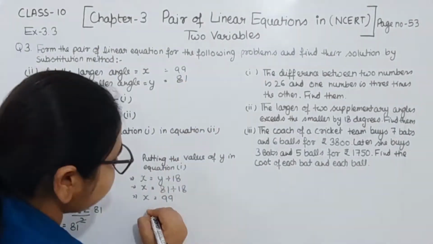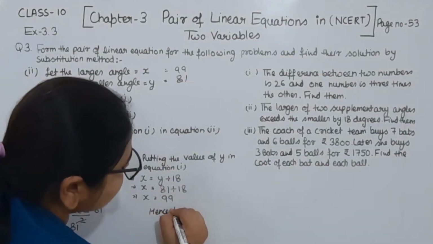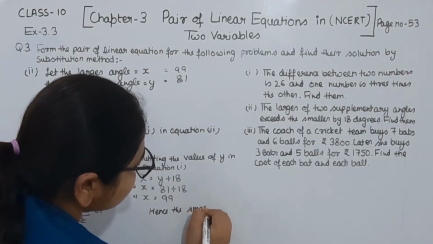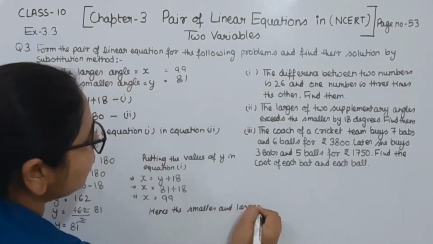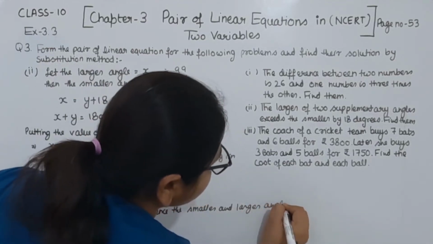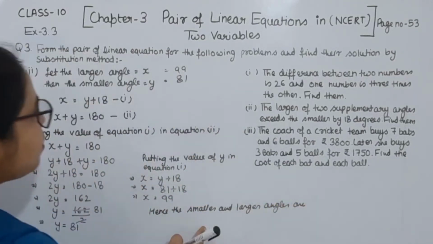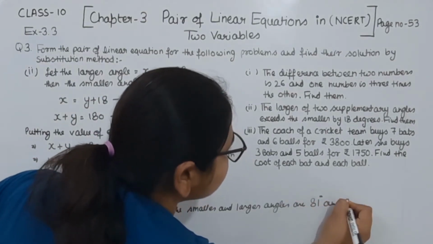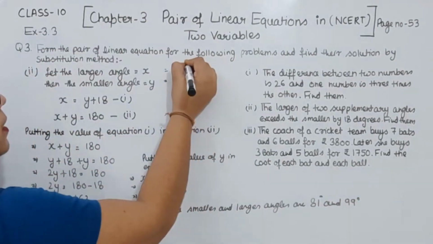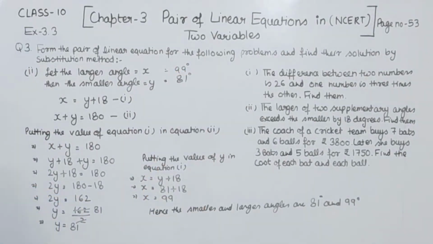So write this statement here. Hence, the smaller and larger angles are, smaller one we are having is 81 degrees and the larger one we are having is 99 degrees. This one we are having is the part 2.